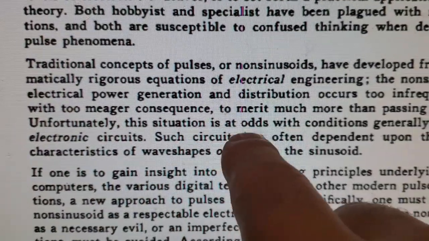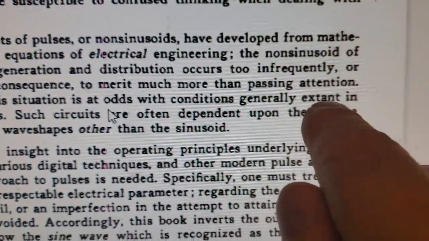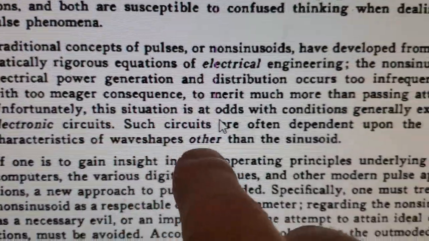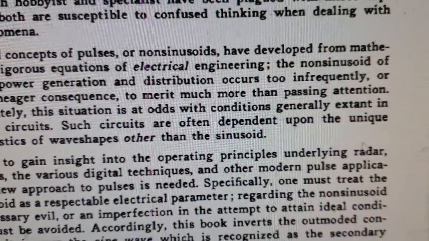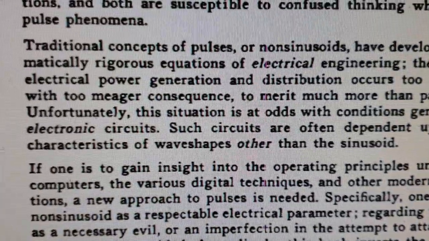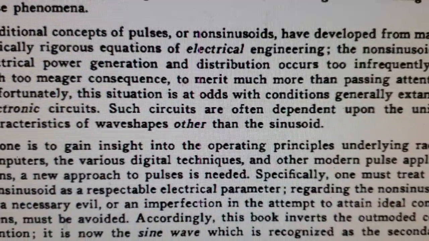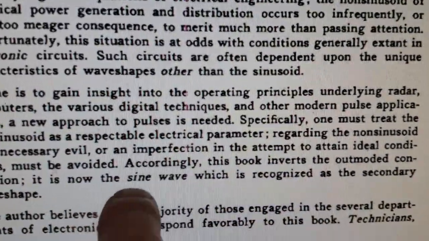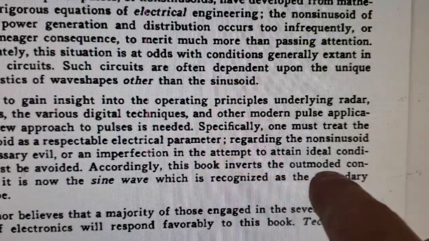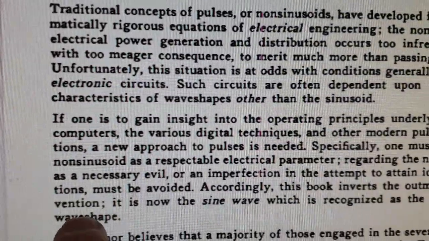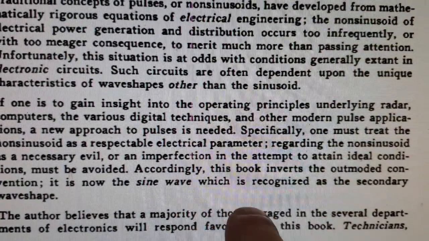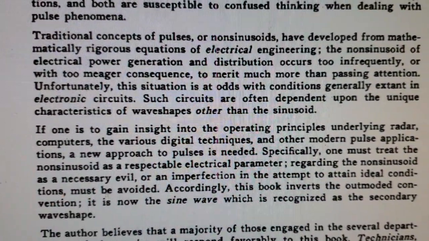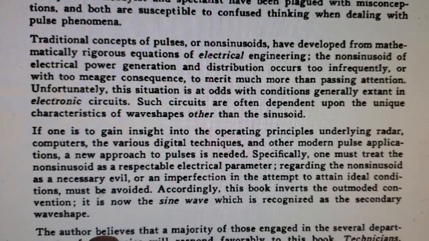Unfortunately, this situation is at odds with conditions generally extant in electronic circuits. Such circuits are often dependent upon the unique characteristics of wave shapes other than the sinusoid. And, you know, he's going on about that. Accordingly, this book inverts the outmoded convention. It is now the sine wave, which is recognized as the secondary wave shape as opposed to the pulse.